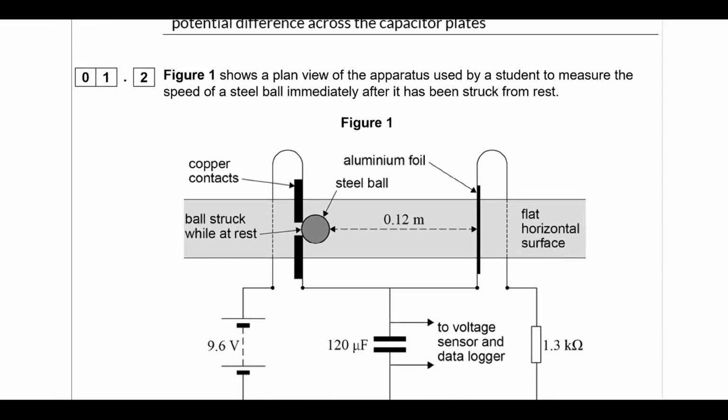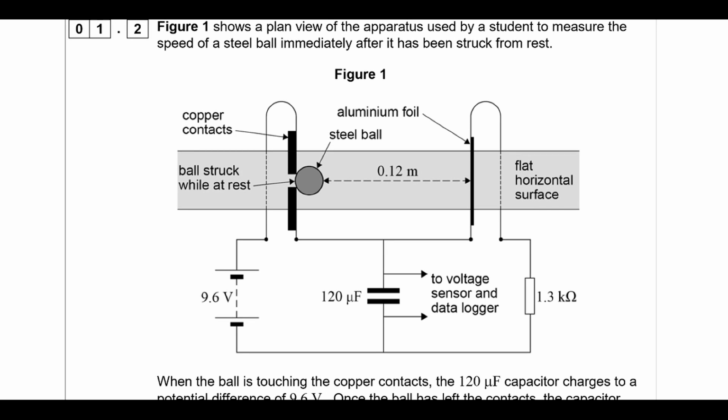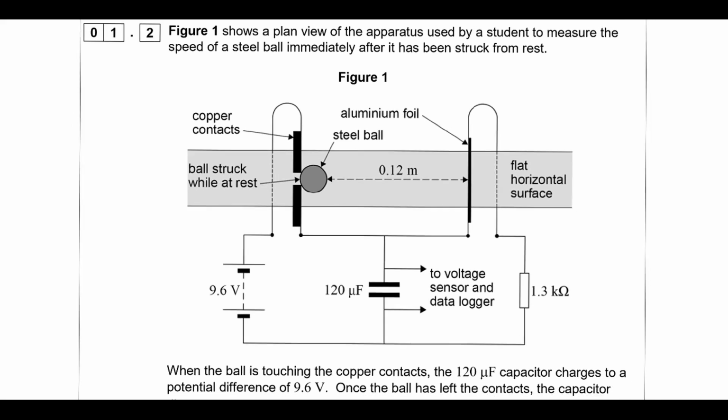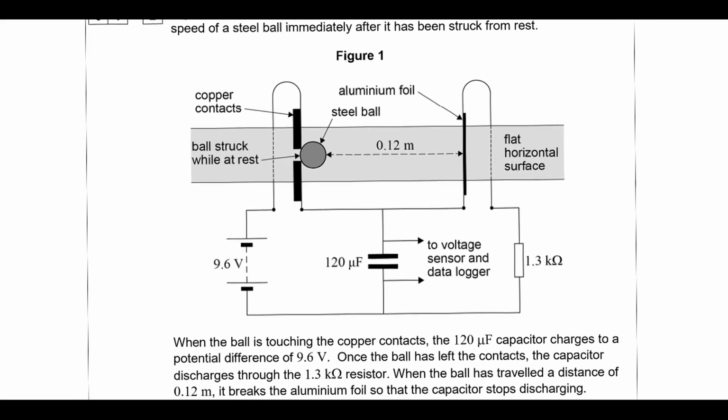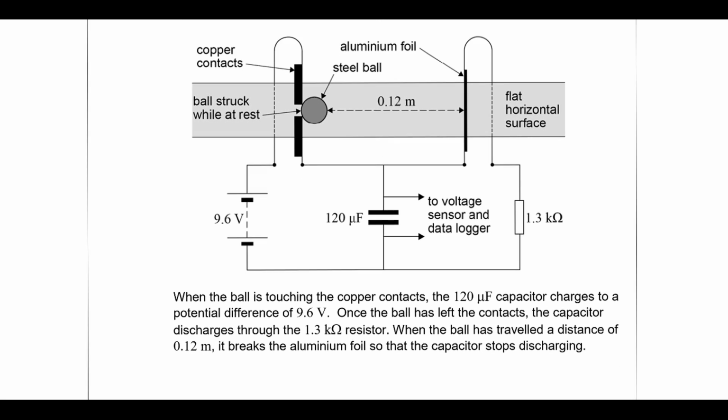So what we've got here is some apparatus used to measure the speed of a steel ball immediately after it's been struck from rest. So this is very similar to a previous question looking at using capacitors to time the motion of a ball. So we've got the 120 microfarad capacitor in there, we've got a 9.6 volt EMF source, and we've got a distance of 0.12.